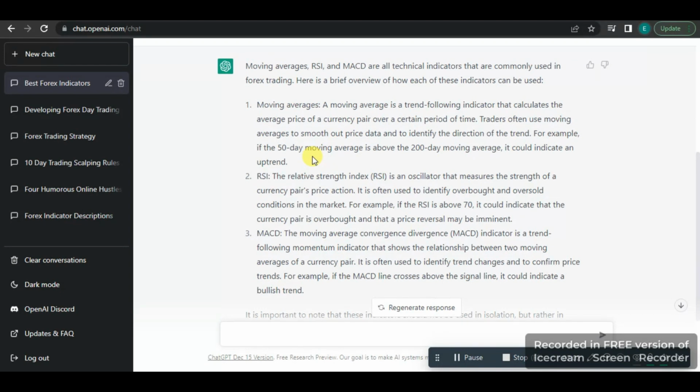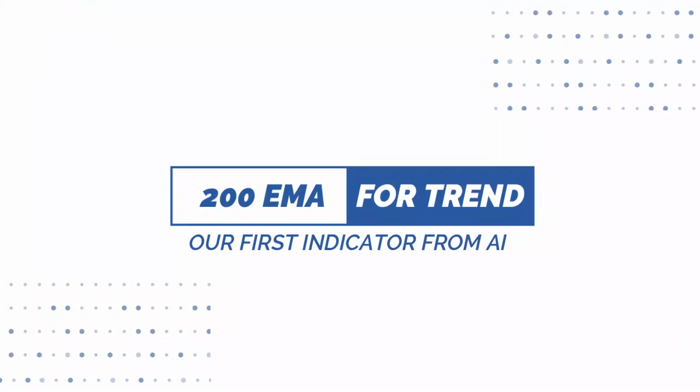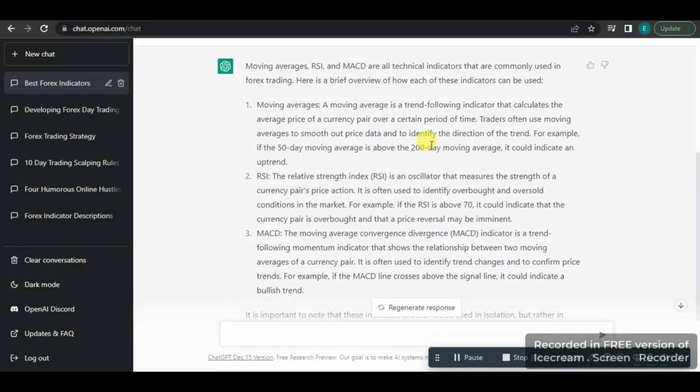So guys, one thing I'll say is that for this moving average, we'll be using the 200 moving average line, and this 200 EMA will be showing us the trend. So if price is above the 200 EMA, then we'll be looking for a buy, and if price is below the 200 EMA, then we'll be looking for a sell. So that is one. We've gotten our first indicator, which is the moving average.